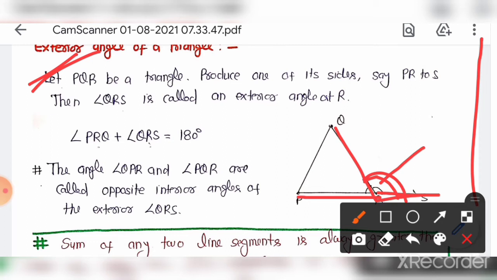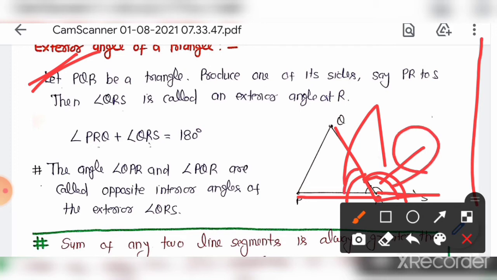So the exterior angle PRQ and this angle are equal to 180 degrees, because both are adjacent angles and both are a linear pair. So adding both is equal to 180 degrees. The angle QPR and angle PQR are called the opposite interior angles of the exterior angle QRS. This is the exterior angle and this is an interior angle.